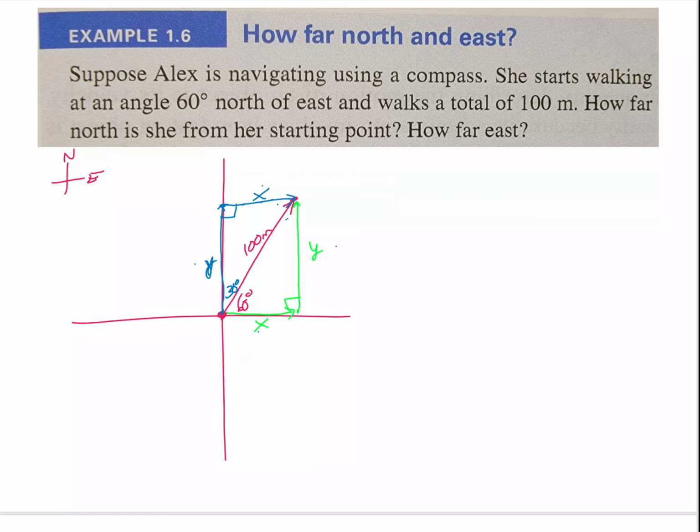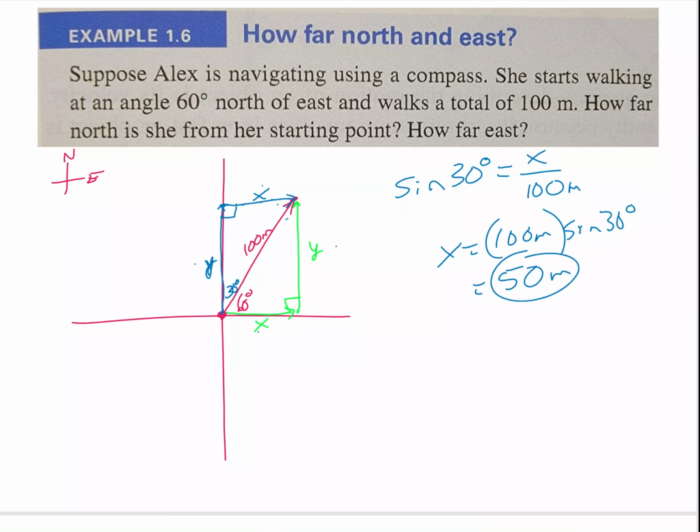What should we use? So we're trying to find x. Sine, because we have the opposite and the hypotenuse. Sine 30 degrees equals x over 100. To solve for x, we just multiply both sides by 100, and this is meters. So we have x equals 100 meters times sine 30 degrees. It is 50 meters.